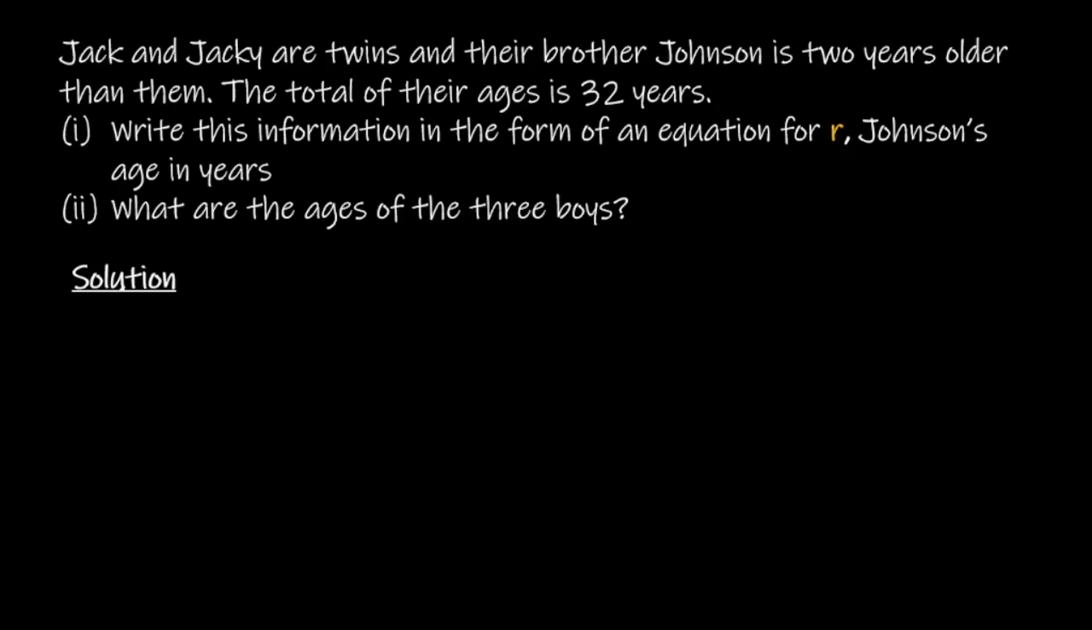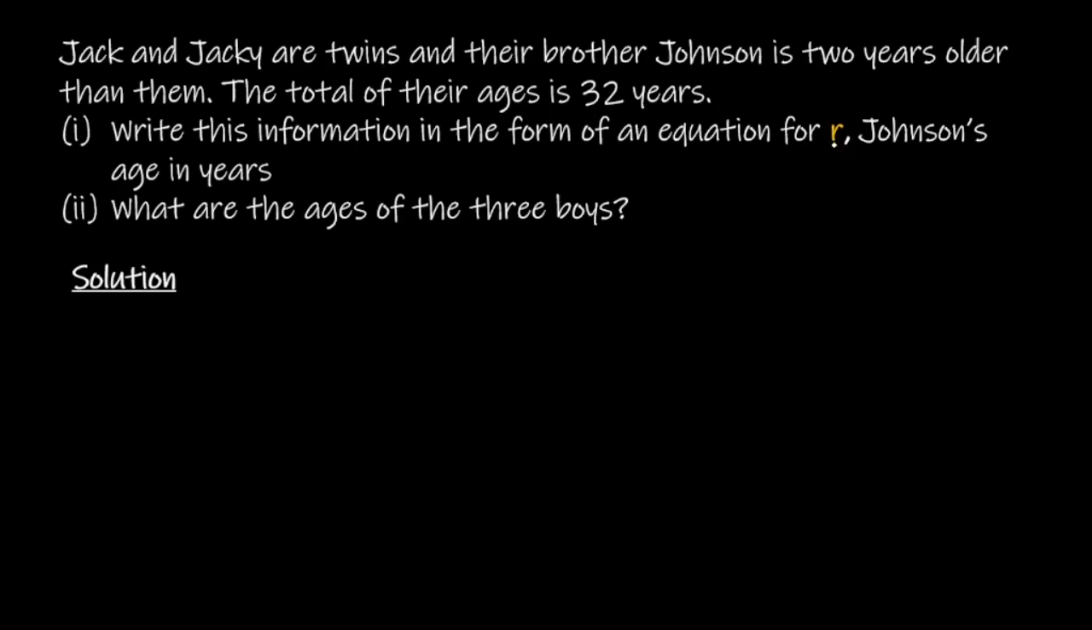Alright, so let's look at something. We're told that Jack and Jackie are twins. It means they are of the same age. And their brother Johnson is 2 years older than them. We're told that the total of their ages is 32. We have to write this information in the form of an equation for R, Johnson's age.